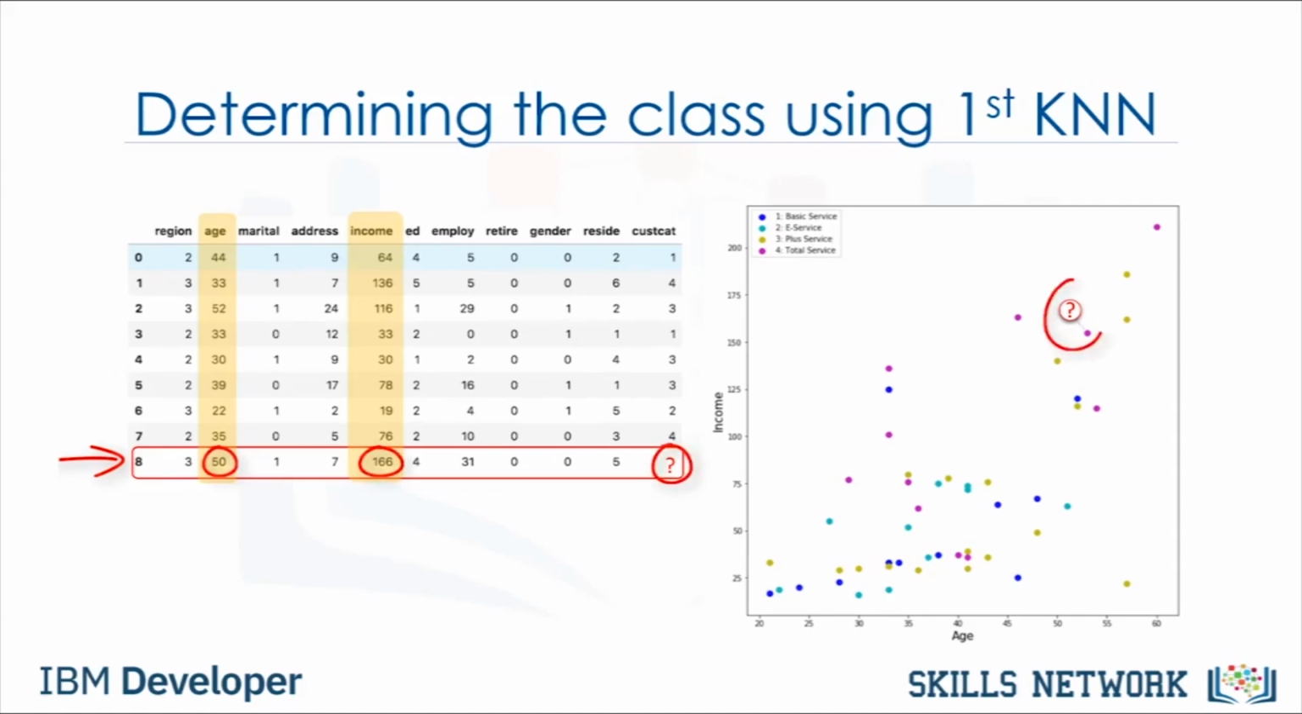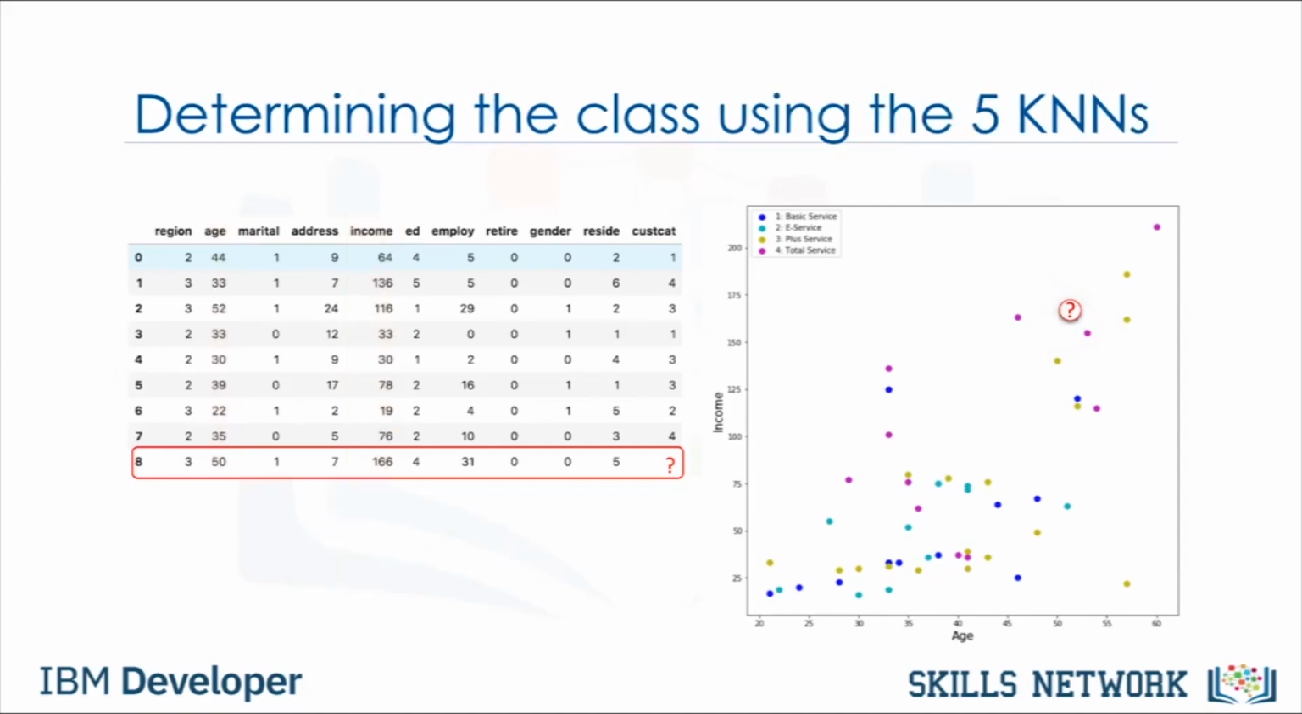Can we find one of the closest cases and assign the same class label to our new customer? Can we also say that the class of our new customer is most probably group 4, i.e. total service, because its nearest neighbor is also of class 4? Yes, we can. In fact, it is the first nearest neighbor. Now, the question is, to what extent can we trust our judgment, which is based on the first nearest neighbor? It might be a poor judgment, especially if the first nearest neighbor is a very specific case or an outlier.